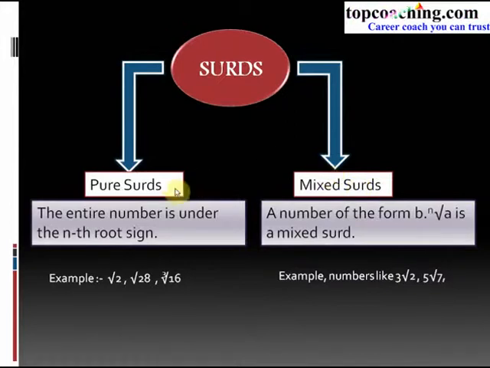So the condition for pure surds is that the entire number should be under the nth root sign. In the case of mixed surds, it is of the form of b into the nth root of a. So here b is a number which is outside the nth root sign, and a is a number which is inside the nth root sign.